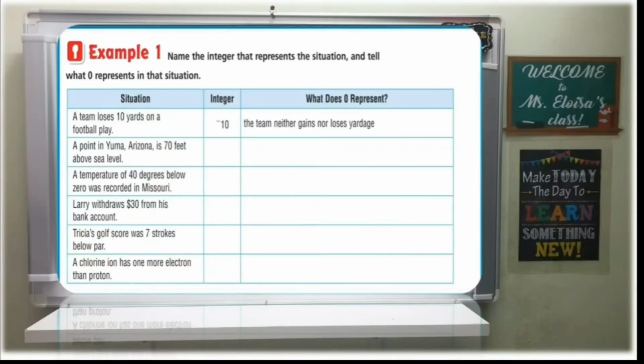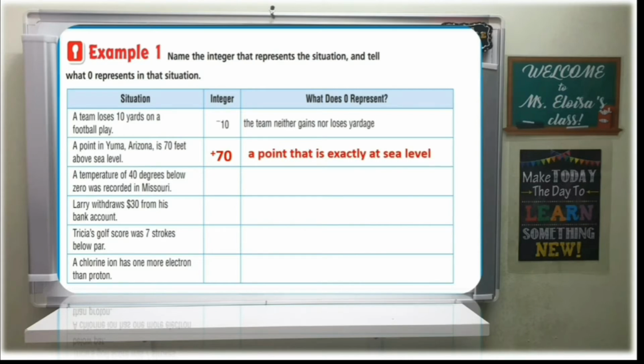Name the integer that represents the situation and tell what 0 represents in that situation. A team loses 10 yards on a football play. The integer is negative 10, and 0 represents the team neither gains nor loses yardage. A point in Yuma, Arizona is 70 feet above sea level. Integer, positive 70. 0 represents a point that is exactly at sea level.